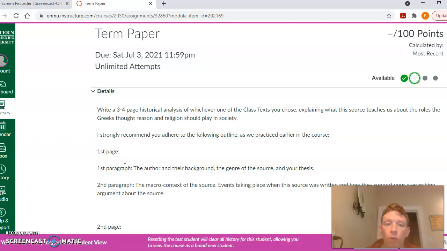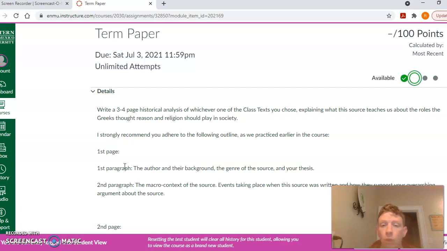So this is a 3 to 4 page historical analysis, so it's not a book report, it's not a comprehension exercise. At this level, I assume that you can read and understand one of these texts and that you're ready to move on to analyzing this text.